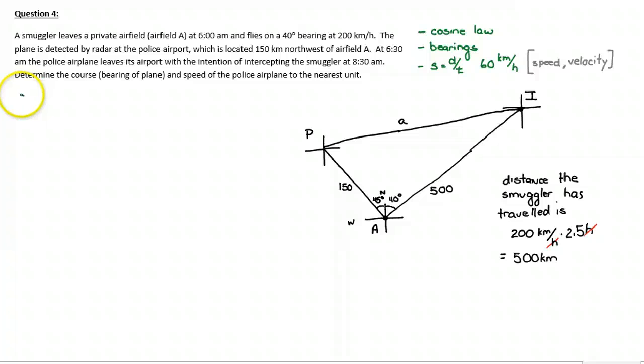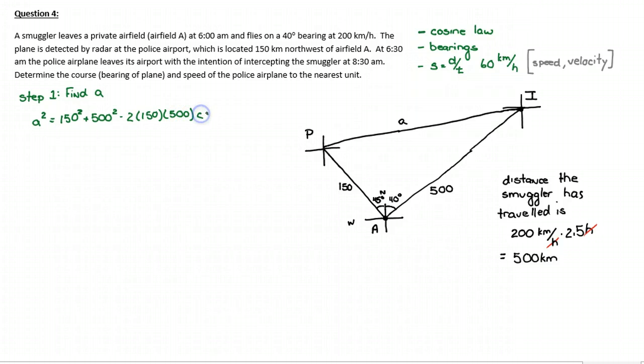So the first thing I'm going to do is find A. And of course this is a side angle side case, which means I can use cosine law, which is great. So A squared is equal to 150 squared plus 500 squared minus 2 times 150 times 500 cos of 45 plus 40, which is going to be 85 degrees.